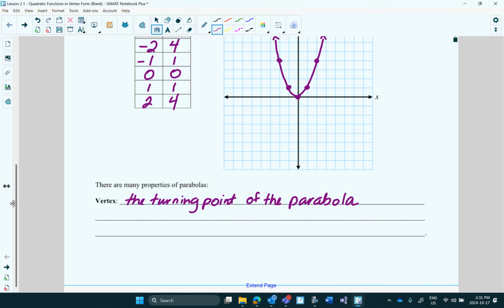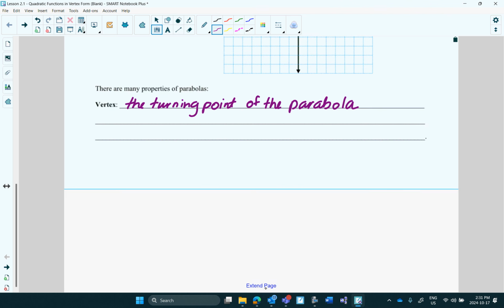So, how do you find the vertex? It depends whether the parabola is right side up or upside down. If it's right side up, go to the bottom of it. That's the vertex. If it's upside down, go to the top of it. That's the vertex.